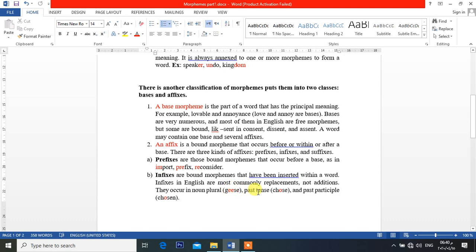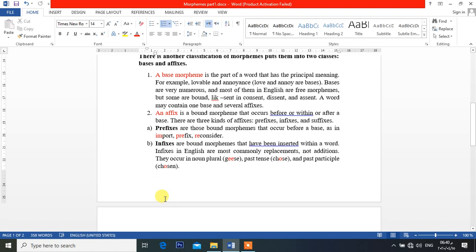In the past tense also, we have the present choose, and here the past chose. The letter O here is an infix. And the past participle, chosen. Also here the O is an infix because it comes in the middle of a word.